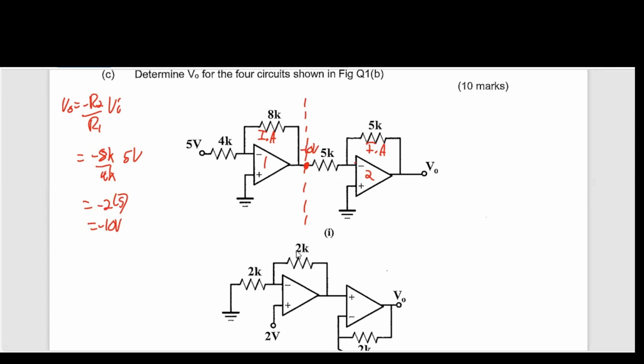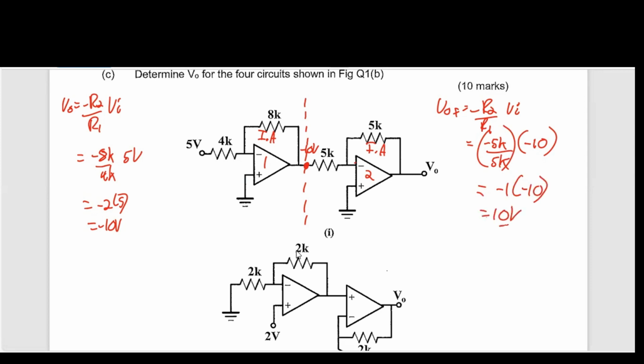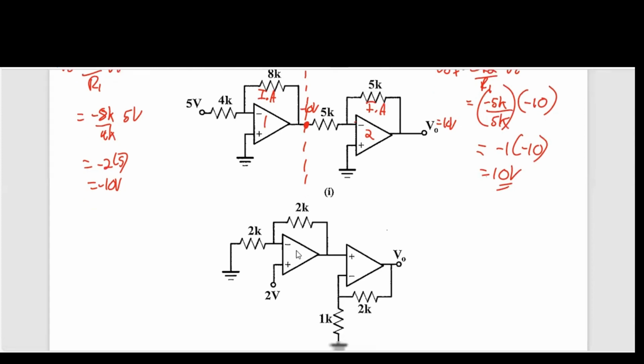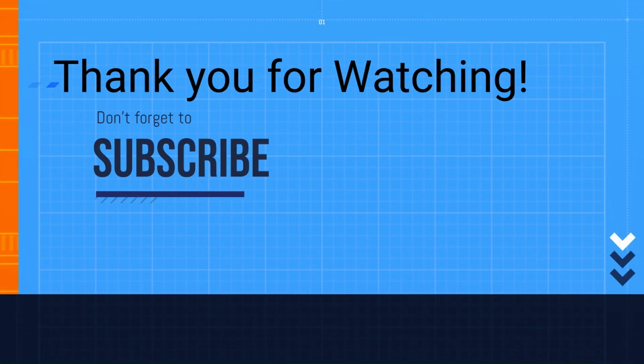Now we go again, and this here is our next inverting amplifier. VO final will be minus R2 on R1 times VI, which we just got from the first one. So it will be minus 5K on 5K, R2 over R1, times VI, which we just got to be minus 10. That will be minus 1 times minus 10, so we get 10 volts. So VO will be 10 volts, just using the equations. As you may already notice, it's just using the equations.